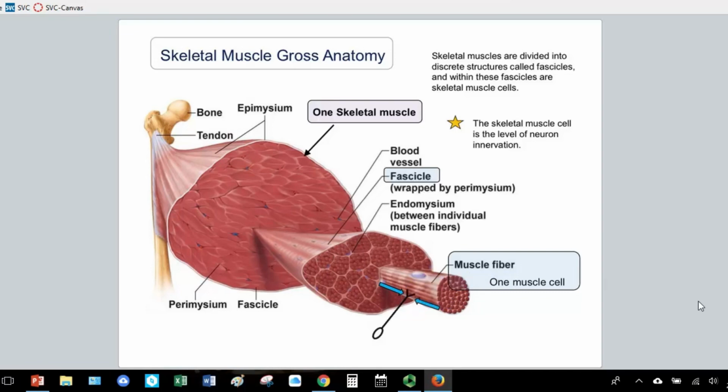And one of the reasons this is critical is that the skeletal muscle cell, not the entire skeletal muscle, not the fascicle, but the skeletal muscle cell is the level of neuron innervation. So when neurons come in and they cause skeletal muscles to contract, they innervate the individual skeletal muscle cells. They don't come down and tell the whole skeletal muscle to contract. That doesn't happen. They have to go down to the level of the skeletal muscle cell.